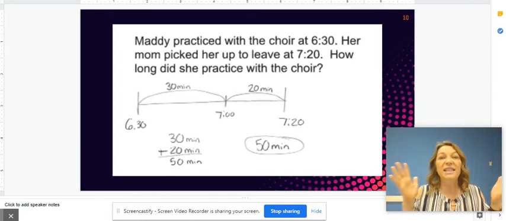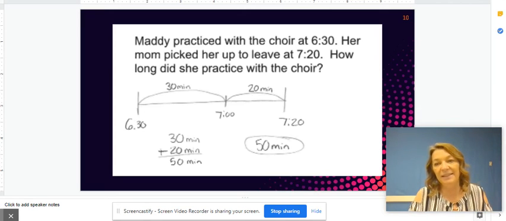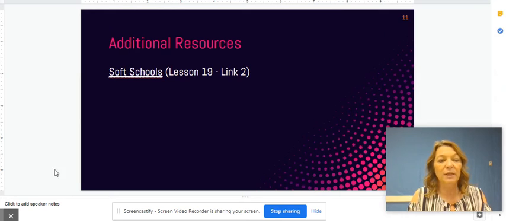Oh my goodness, this is another amazingly easy number talk you can do. 30 plus 20 is 50. That's exactly right. So it took them 50. She practiced for 50 minutes. I bet she's going to be amazing.